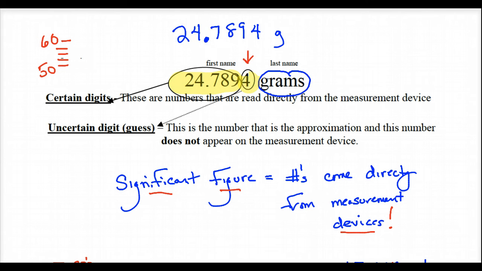So if you look, all of these numbers came from the measurement device. So this is 1, 2, 3, 4, 5, 6 significant units that come from this number. So this number has, as we would say, 6 sig figs. Now what's significant about these figures? They're significant because they were given birth by the measurement device.